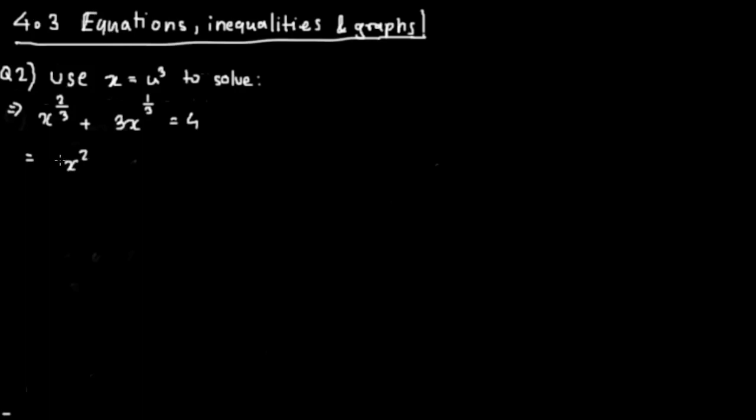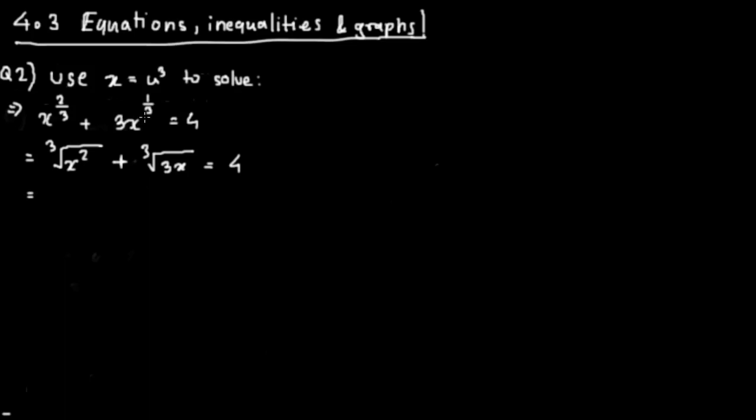x squared to the cube root plus 3x cube root, I should probably write this down, equals 4. So from here, this is a simplified version of this, right? It's just easier to work with this. And the reason why we have to use x is equal to u cubed is because we want to make this quadratic. It's another tool that we can use.